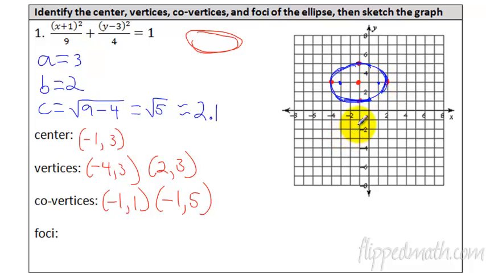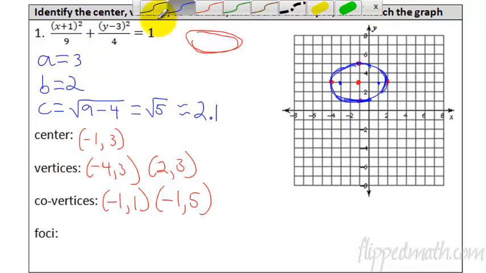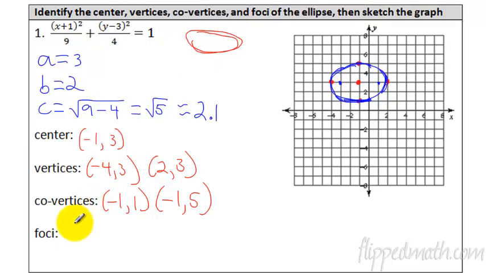So where are the foci? From the center, switch back to my red. From the center, which was negative 1, we're going to add and subtract the square root of 5 from the center. And then what's the y value? It is a 3. So this right here represents two different coordinate points. The x values of negative 1 plus square root of 5 and negative 1 minus square root of 5, and then the y value is a 3. So there's all of our coordinate points, and there's your graph.